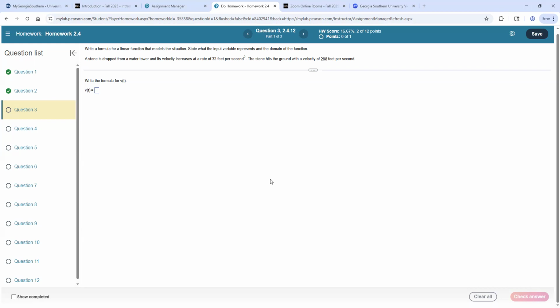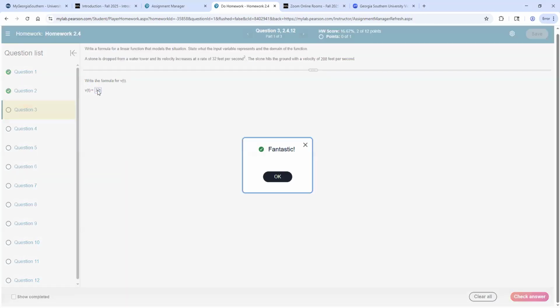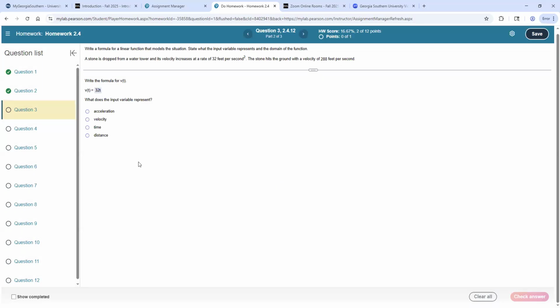So notice it said 32 feet per second. It's increasing at a rate of 32 feet per second. Whenever you see that "per," it means you have a ratio. And in this case, we have feet over time, or distance over time. That's velocity, and that is the rate of change, which is the slope of your linear function. So our slope is a positive 32. And we already determined that the y-intercept value was 0. So we have 32 times t, that's our independent variable. And we got that.